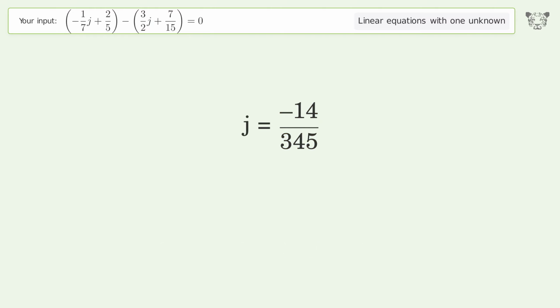And so the final result is j equals -14/345.